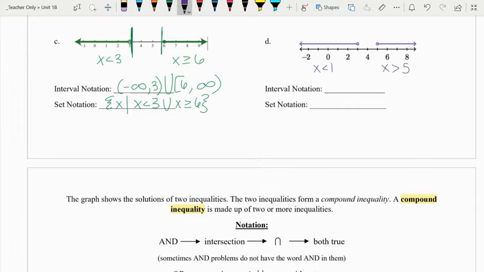So interval notation, all the way to the left is negative infinity. Our first stop is 1. Then we put a U. Next stop is 5. And then to infinity. So that U kind of takes the place of the middle chunk that it is not including. Set notation, x such that x is less than 1 or x is greater than 5.